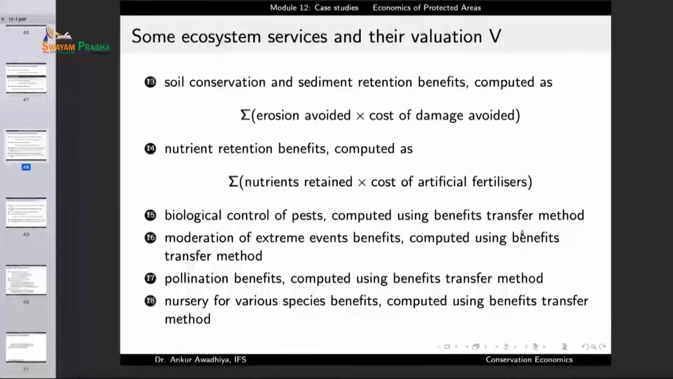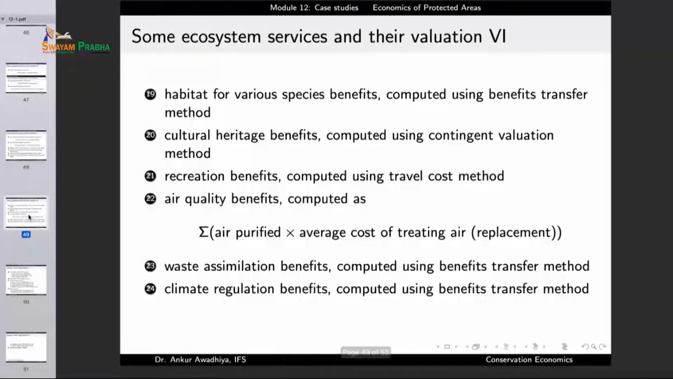Biological control of pests computed using benefits transfer method. Moderation of extreme events benefits. Pollination benefits. Nursery for various species benefits. Habitat for various species benefits, cultural heritage benefits, recreation benefits, air quality benefits, water assimilation that is being done by the protected areas, what is the benefit because of that, what is the benefit because of regulation of climate. So we can have a look at all these different ecosystem services that are being provided by the protected area and do an economic valuation of that.